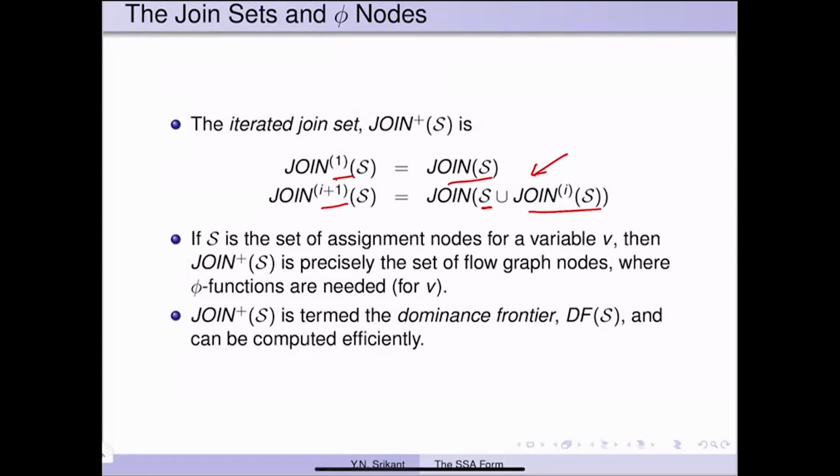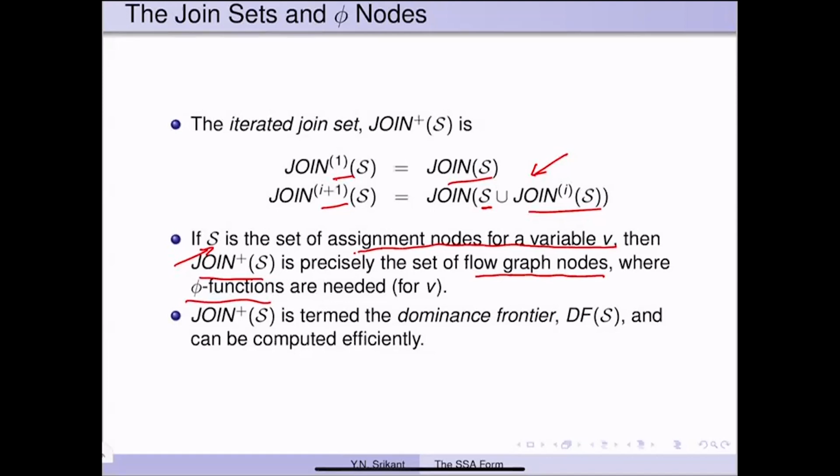Now why are we doing all this? Why this machinery? Let us say S is the set of assignment nodes for a variable V in the program. Then join plus S is precisely the set of flow graph nodes where the phi function is needed for V. So that is the significance of the join plus set.